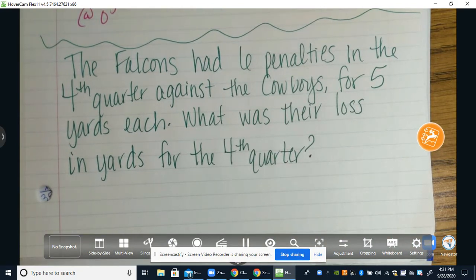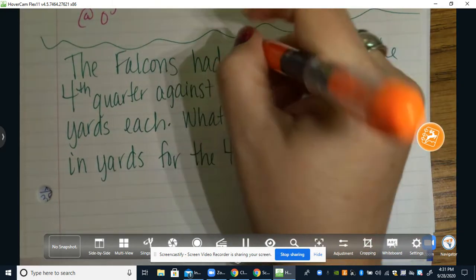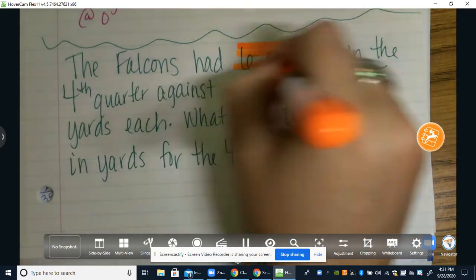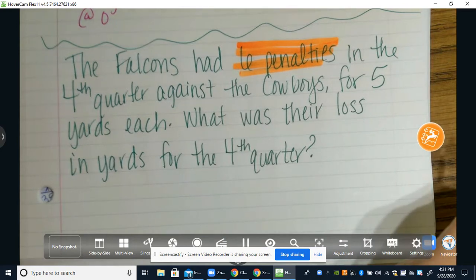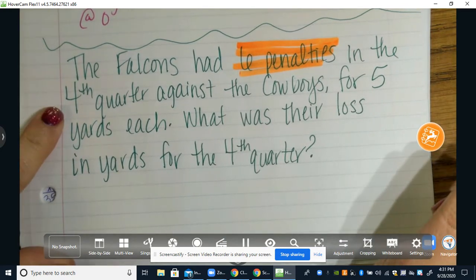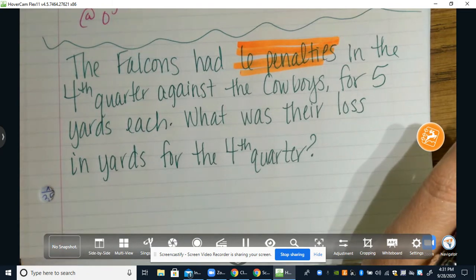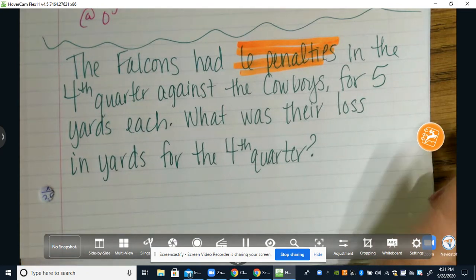I do not know if this was a true statement. I know that the Falcons are 0-3, so maybe this has happened. So the Falcons had 6 penalties. We talked about penalties. Penalties are a bad thing. So 6 penalties tell me that 6 times they made a mistake. In the fourth quarter just tells me the time that it occurred. So the fourth quarter of the game. So we do nothing with that.